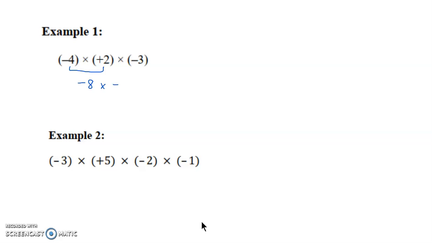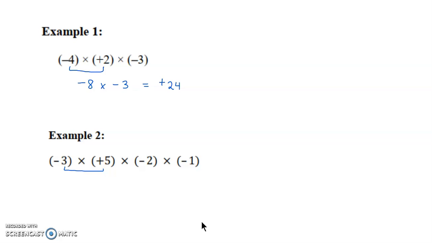Now I can go ahead and multiply negative 8 times negative 3, and now the signs are the same. So when the signs are the same, the answer will be positive. So we will end up with a positive 24. Example 2, I'm going to show the exact same way. I prefer to work left to right when I have chain multiplication like this.